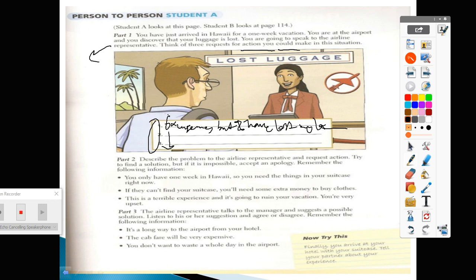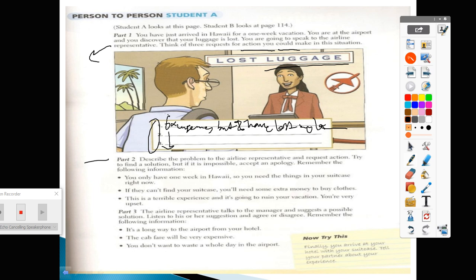This is what is related to this part: lost luggage. You know luggage, the things that you carry with you when you travel, for example bags, gifts, presents, or whatever. It's called luggage, okay? This is related to this part. Part 2: describe the problem to the airline representative and request action. Try to find a solution. But if it's impossible, accept an apology.